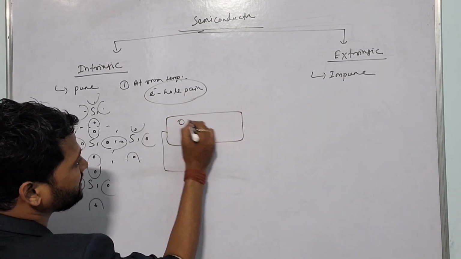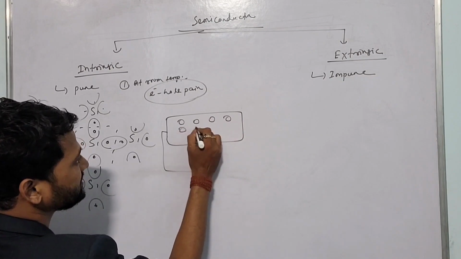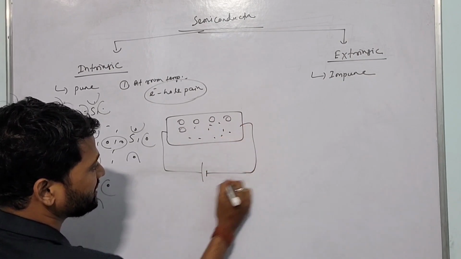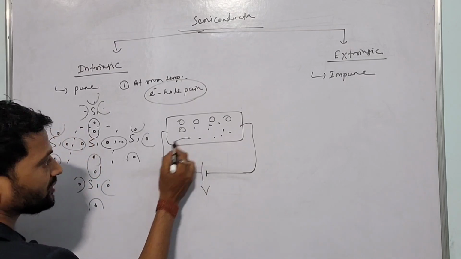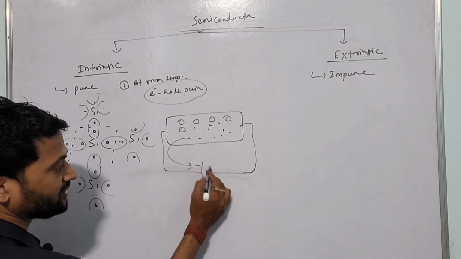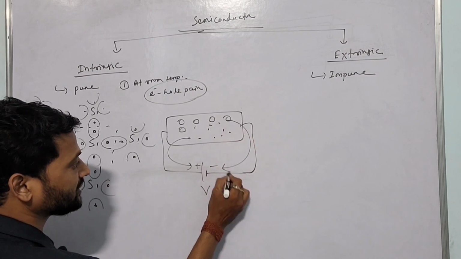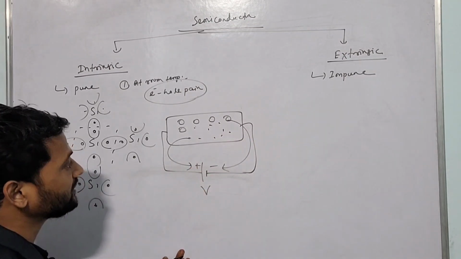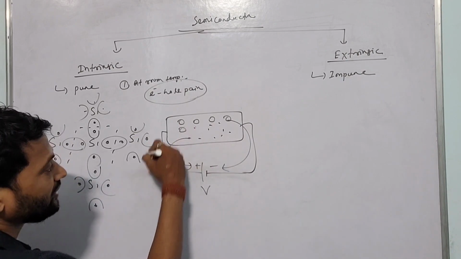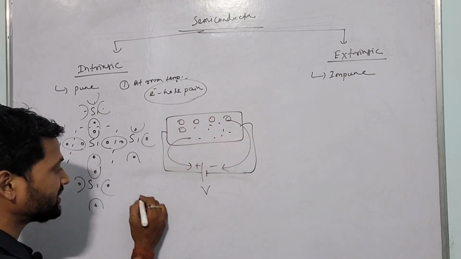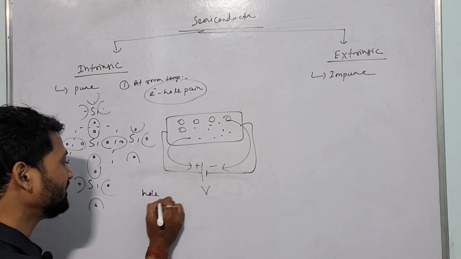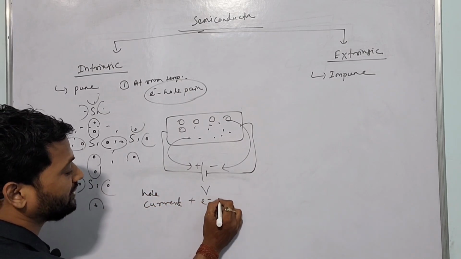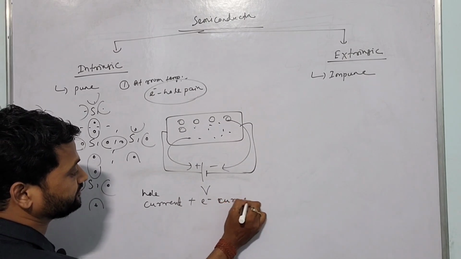Let us draw the block diagram. These are the holes and these are the electrons. If we give a potential difference, then the electron will be attracted towards the positive polarity of the power supply and the hole will be attracted towards the negative terminal of the power supply. So the current which will flow through the semiconductor is the sum of hole current and electron current.